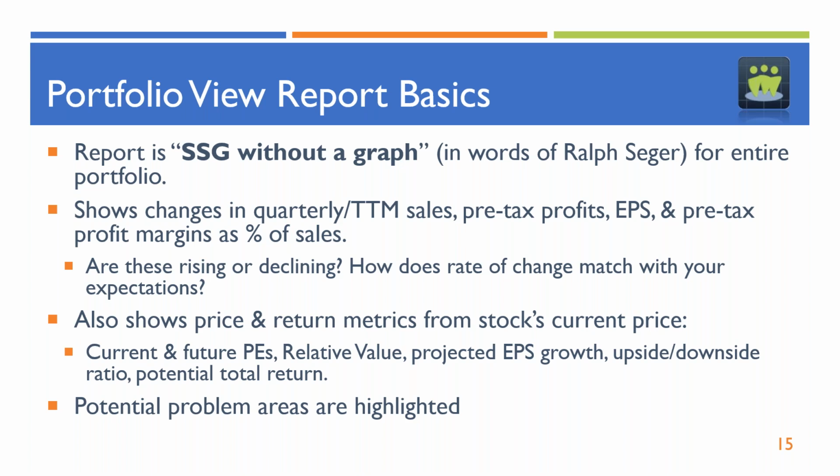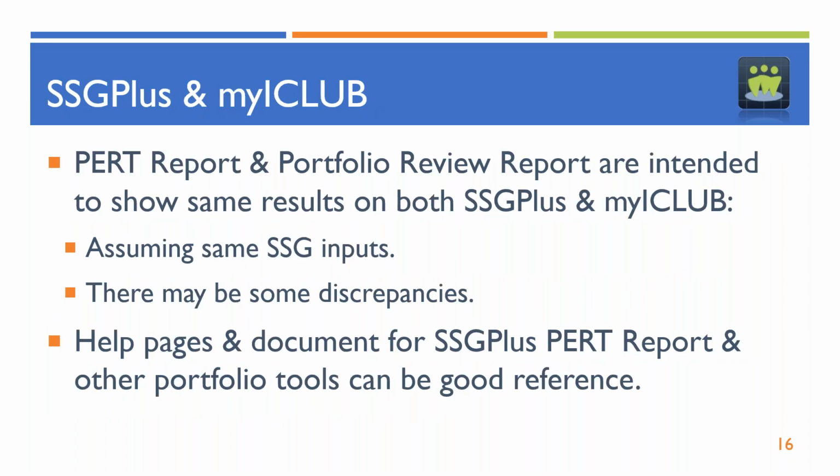This report also shows the price and return metrics from the stock's current price, such as the current and future PEs, the relative value, the projected earnings growth, upside downside ratio, and the projected total return. Now, the advantage of having this all in the computer is the potential problem areas are highlighted. So that reduces the need for you to do careful line-by-line numerical analysis. You can focus on those highlighted areas.